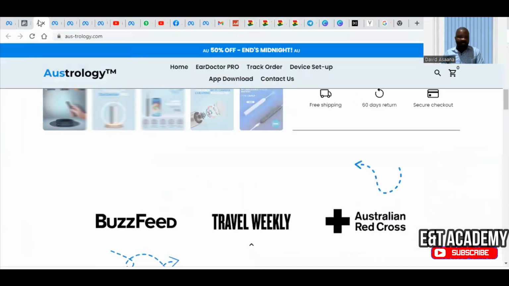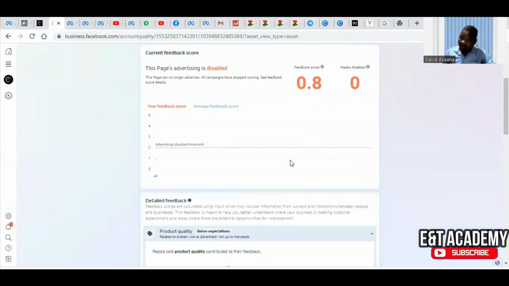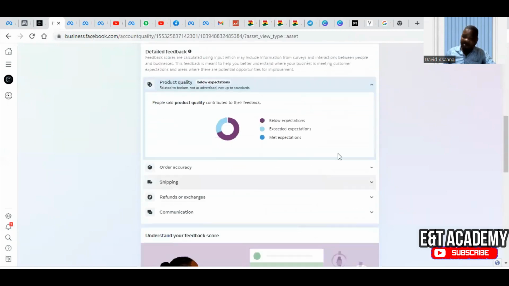So they're saying that the customers are giving feedback that it doesn't meet their expectation. I'm sure this is a mistake, because if you take time to look at what we are doing, anyone who buys the device, it works. So I don't know why they would say the product is below their expectation.